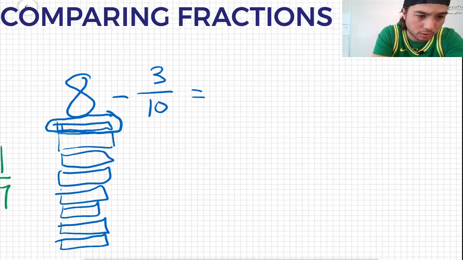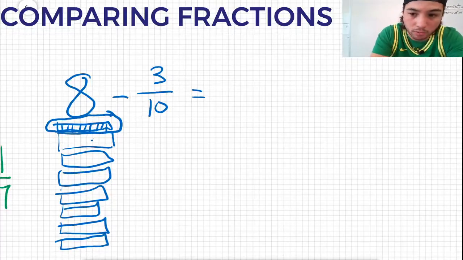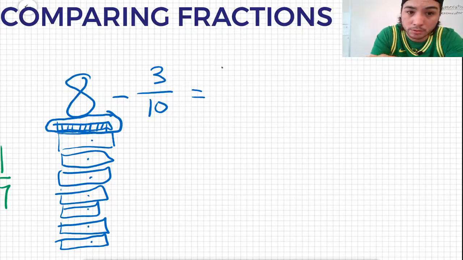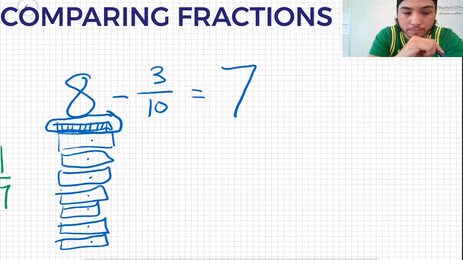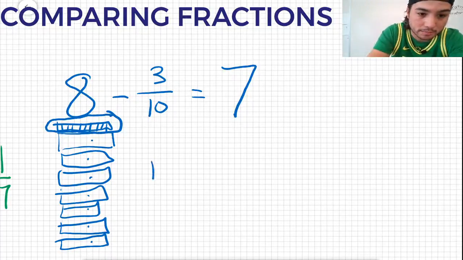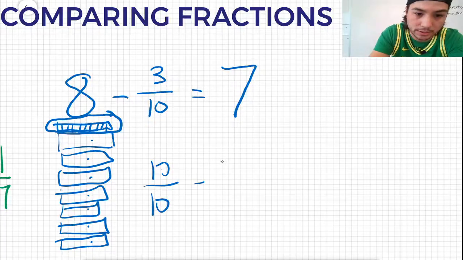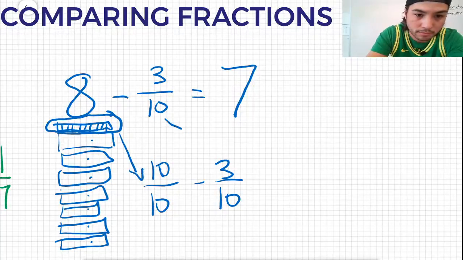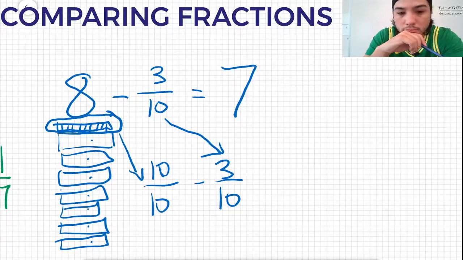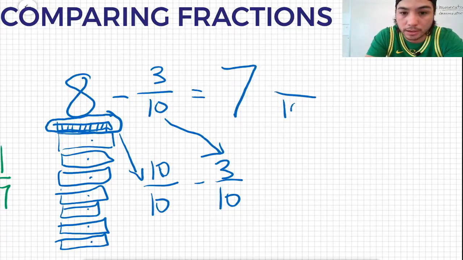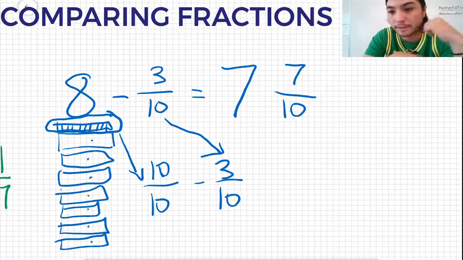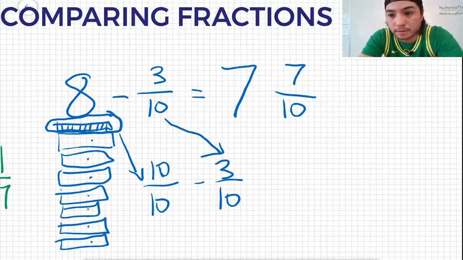It'll be tough to draw this small. Got it mostly? All right, so we know we're going to have 1, 2, 3, 4, 5, 6, 7 left over. So we'll have 7 and something, right? So what's 10 tenths minus 3/10? Same as 10 minus 3. Keep your denominator the same. 10 minus 3 is 7. And you end up with 7 and 7/10.